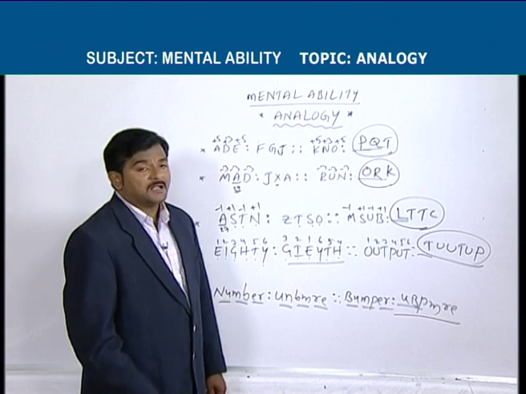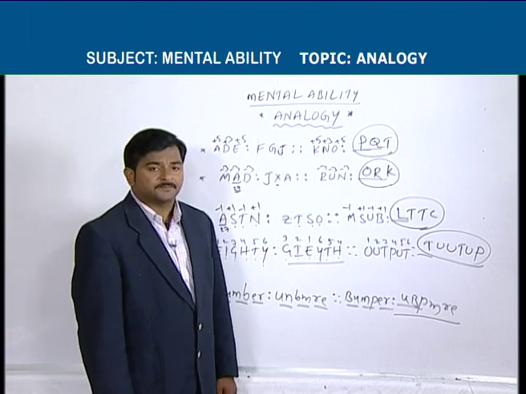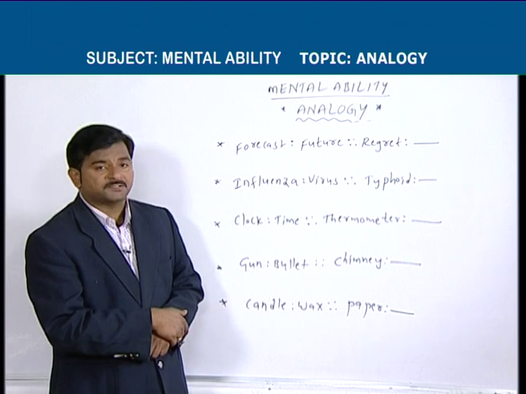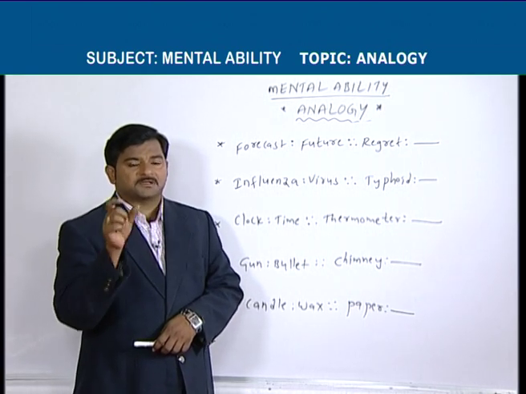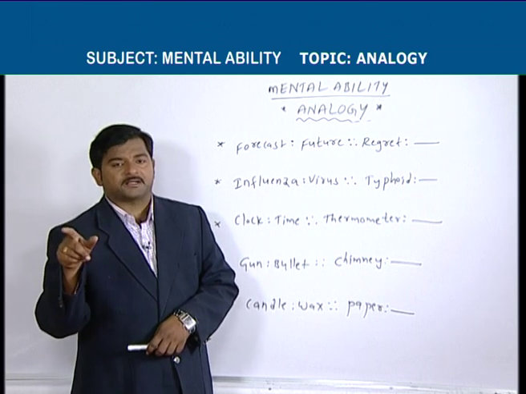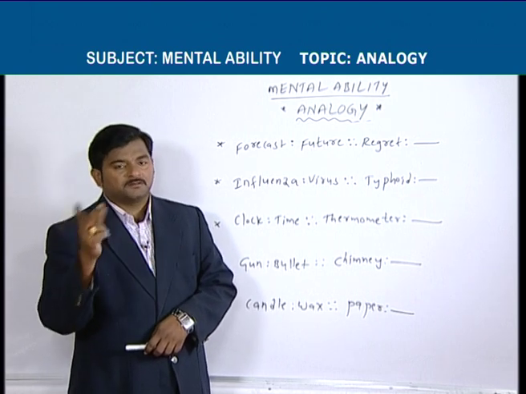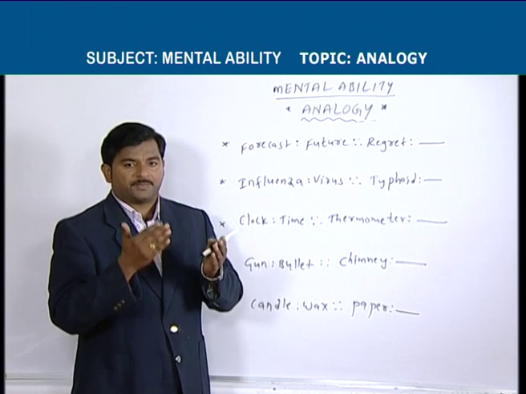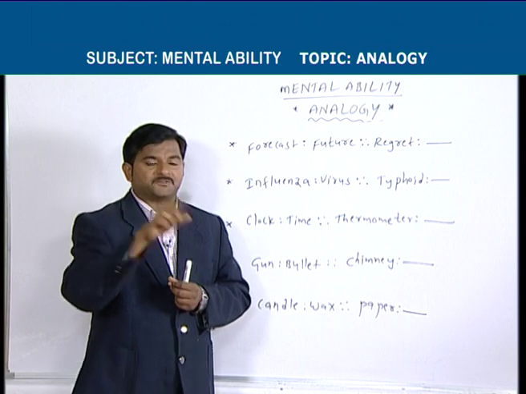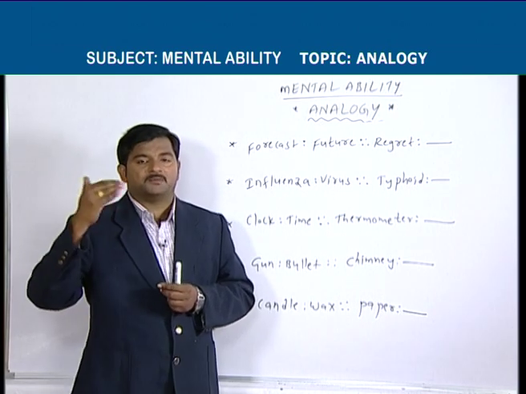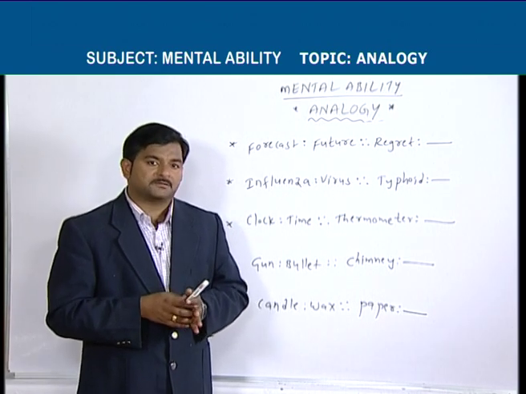Now we will discuss the last part of the analogy, that is word analogy. Letter analogy means 2 pairs of letters are given; by using the first you have to get the second. Number analogy means numbers are given. Word analogy means pairs of words are given. You have to find out the relation between the first pair. The same concept should be applicable for the second pair also. You will get the answer.